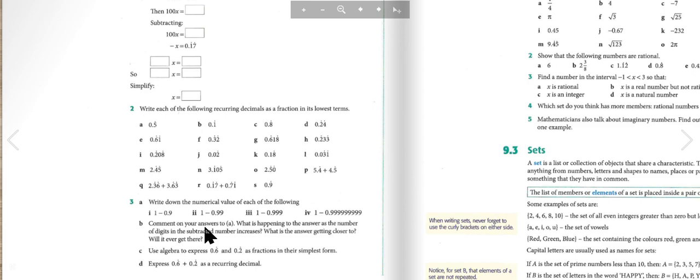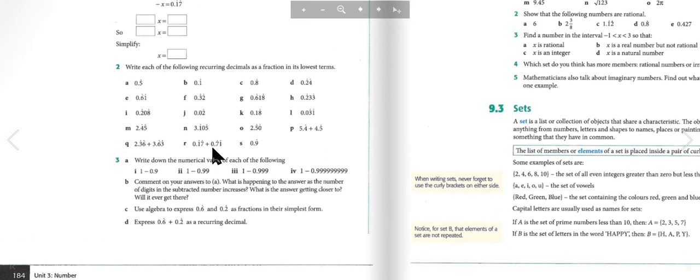Comment on your answers to a. What is happening to the answer as the number of digits subtracted increases? What is the answer getting closer to? Will it ever get there? Well, it's getting closer to 0. And yes, if you get an infinite number of 9s, then there's just going to be an infinite number of zeros, and infinite just means 0 point and then an infinite number of zeros. It's basically 0.